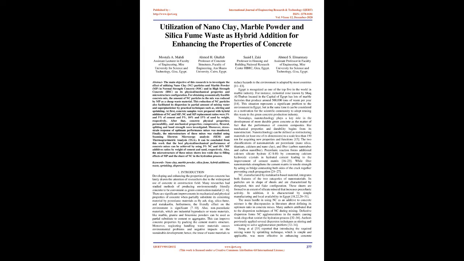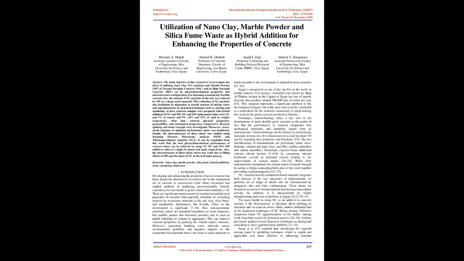For obtaining economically feasible concrete mix, the amount of NC particles in the mix was reduced by MP as a cheap waste material. This reduction of NC particles also facilitated its dispersion in partial amount of mixing water and superplasticizer by practical techniques such as stirring and sprinkling.